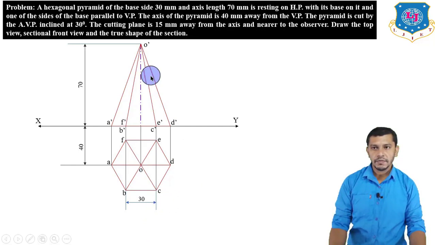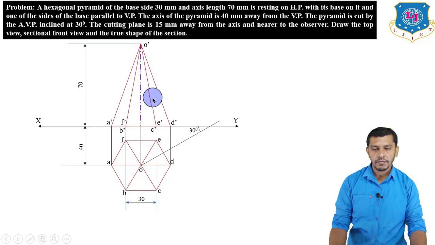So first of all, what we have to do, we have to draw a line inclined at an angle of 30 degree from the apex point, or from the top view of the apex point. So draw a line inclined at an angle of 30 degree. Now our cutting plane is 15 mm away from the axis, and it is nearer to the observer.